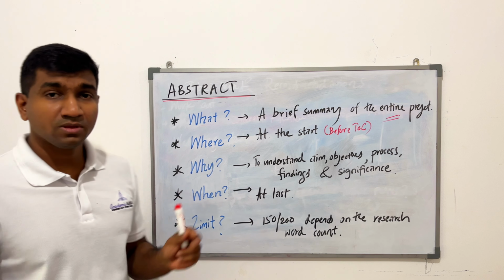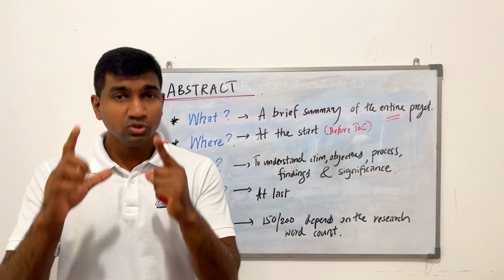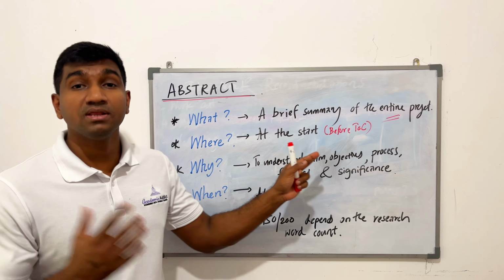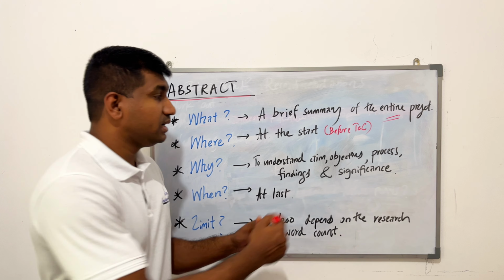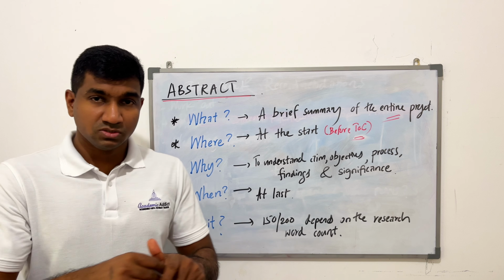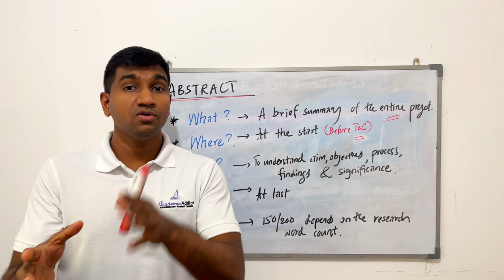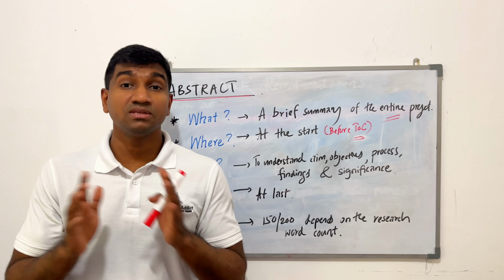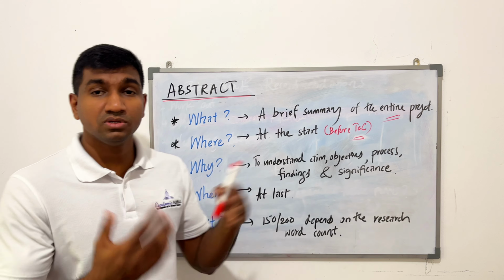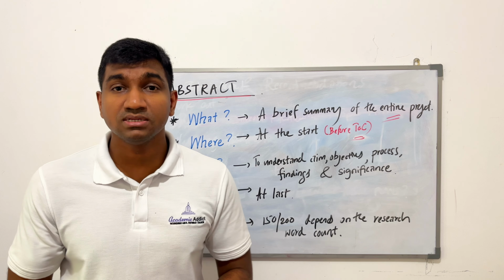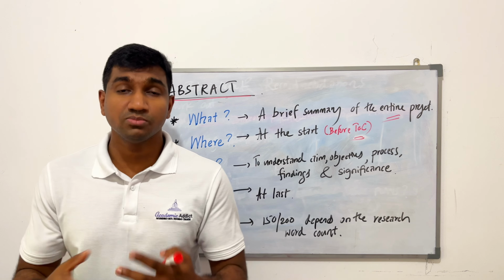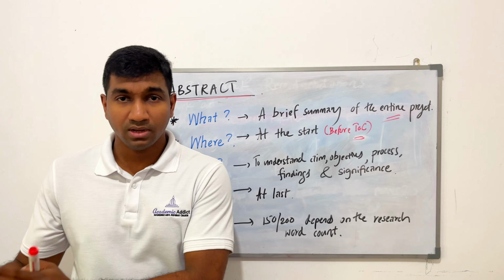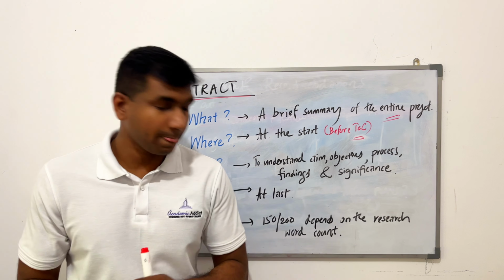Second part, where. This section should be there, not along with the introduction, but at the very beginning, just before the table of contents. Prior to the table of contents, not after that. So obviously before the introduction section, because this is where readers need to get an understanding: okay, this is about X, Y, Z, this is about ABC theory, this is about this topic. So that is about where.